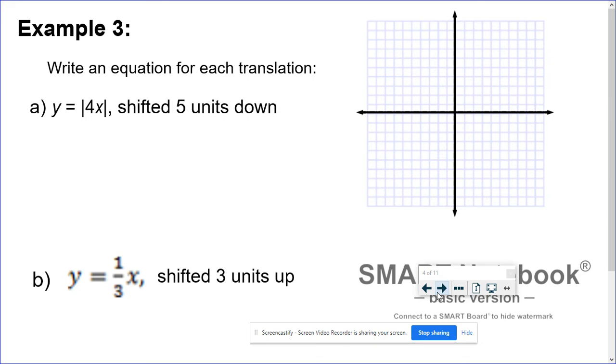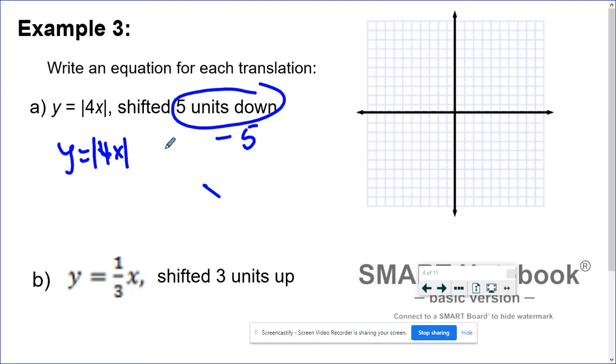Example 3 is the exact opposite. I'm giving you what the translation is, and you need to write the equation. So for this one, it's y equals absolute value of 4x, shifted down 5 units. Down 5 units means minus 5. So all I'm going to do to write the equation is start with the parent function that I'm given, and then do a minus 5.